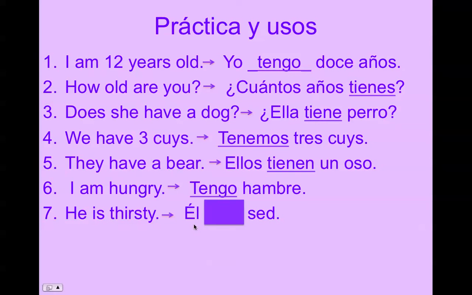And then to say that he or she is thirsty, in this case it's just he. So we say he has thirst. So just like up here, tiene means has a dog. Down here we're going to use it the same way, but to express has thirst. So él tiene sed.